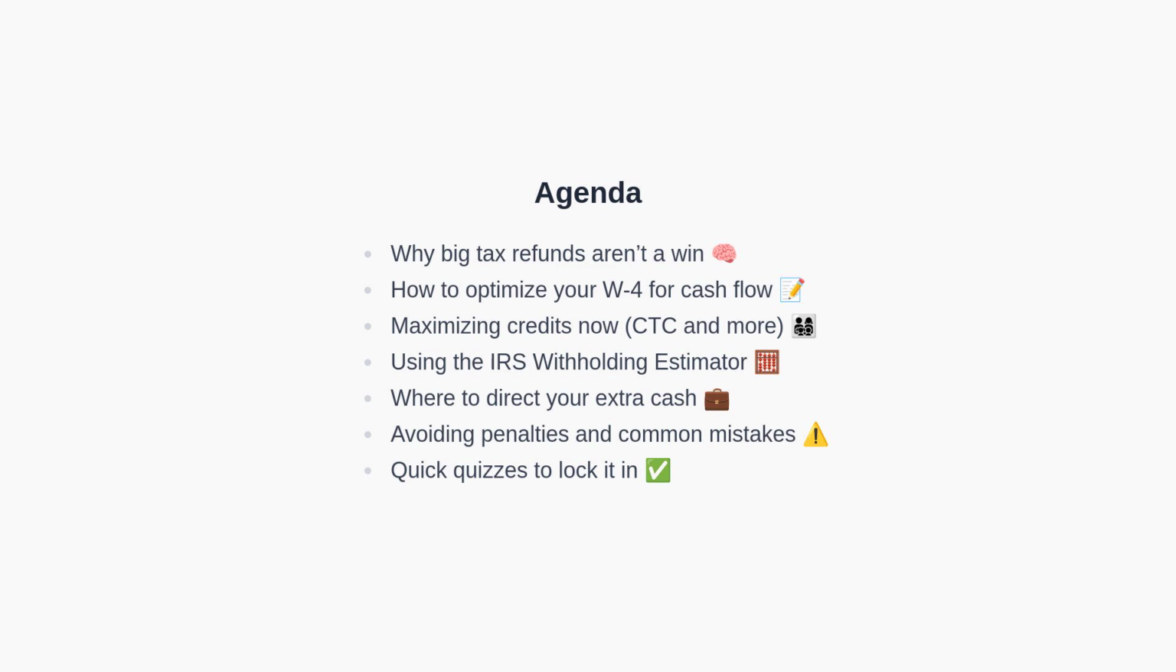In this video, we'll first explore why large tax refunds are a sign of overwithholding. Next, we'll walk through a simple W-4 strategy that increases your monthly cash flow. Then, we'll show how to reflect child and other dependent credits right away, not at year-end. After that, we'll demonstrate how to use the official IRS withholding estimator to avoid guessing. We'll also discuss where to direct the extra money, how to avoid penalties, and finish with quick quizzes to reinforce learning.